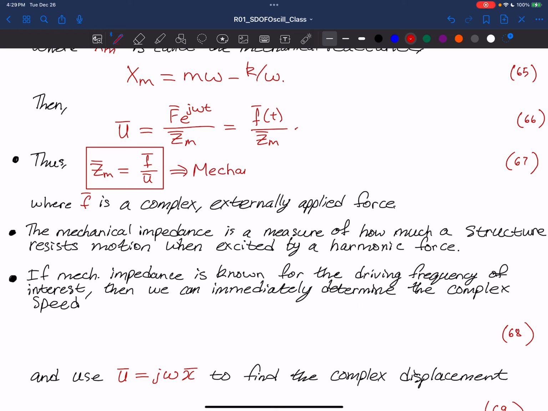Now what I'd like you to do is take a moment and think about what the impedance could be a measure of. Pause the video, think for a minute or so about what it could mean physically. Don't look at the notes, just think about it and come up with your own thoughts about what it could be, and then we'll talk about it when you return.